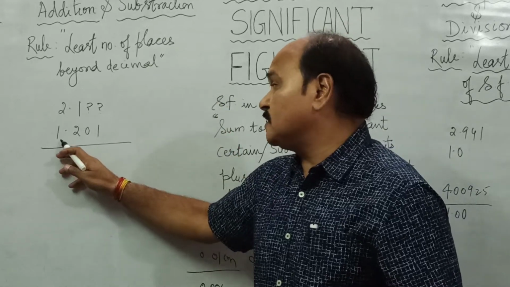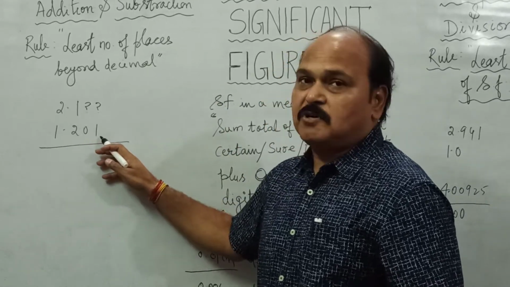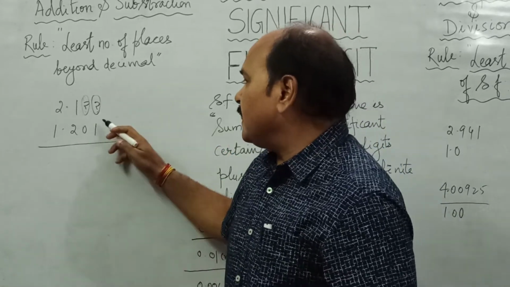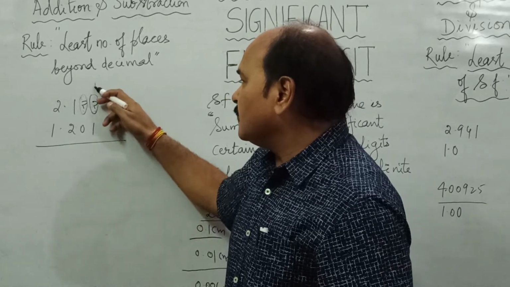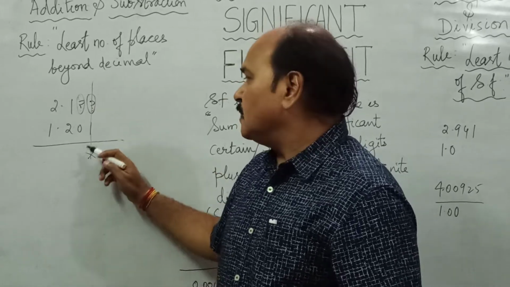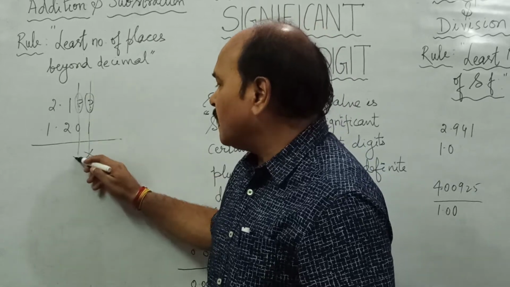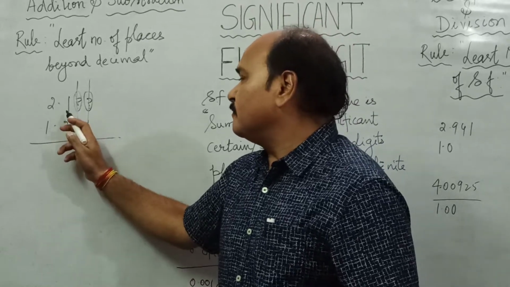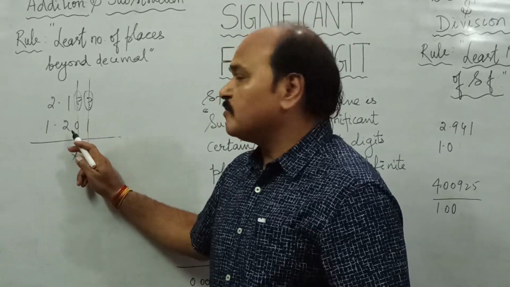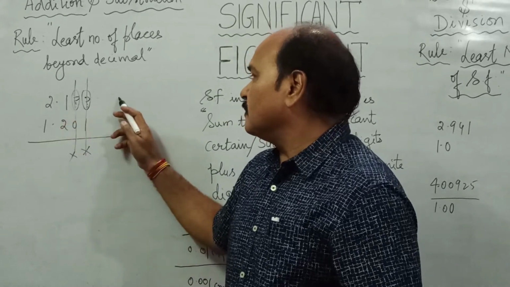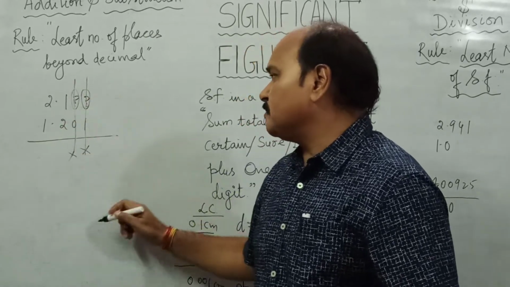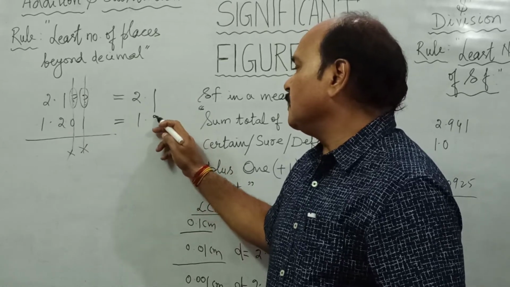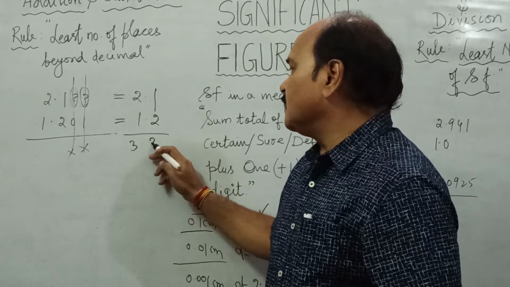But this is the instrument which can measure up to 3 places beyond decimal. Now this quantity is unknown to us. So can we add 1 with an unknown quantity? Absolutely not. Can we add this 2 with an unknown quantity? Absolutely not. So we are restricted to adding the quantities up to the least number of places beyond decimal. This addition is not permissible. What is permissible is we can add 2.1 with 1.2 only, and the answer comes out to be 3.3.